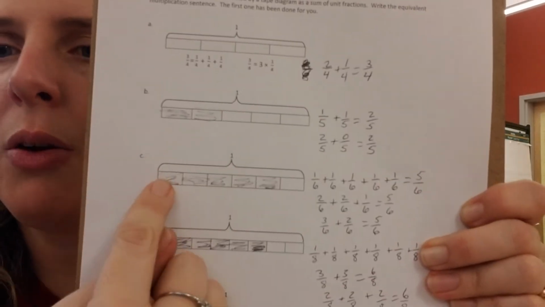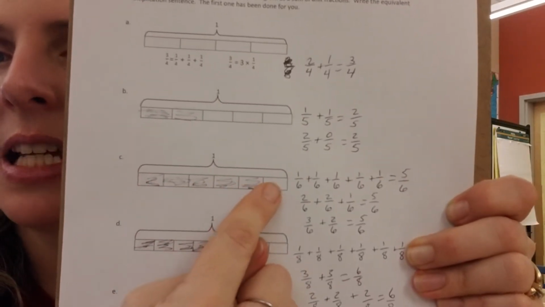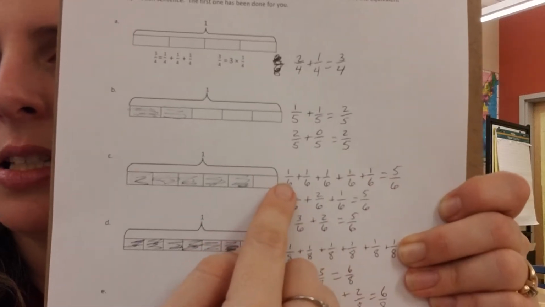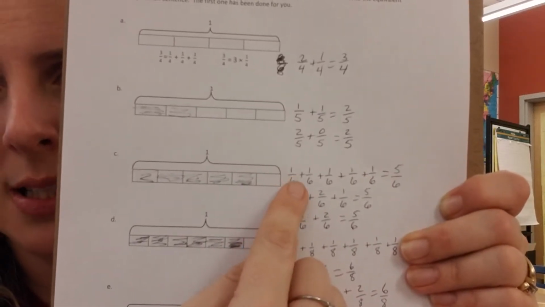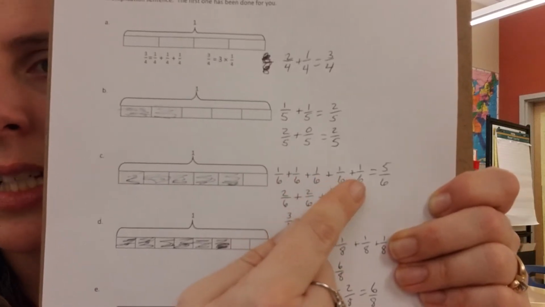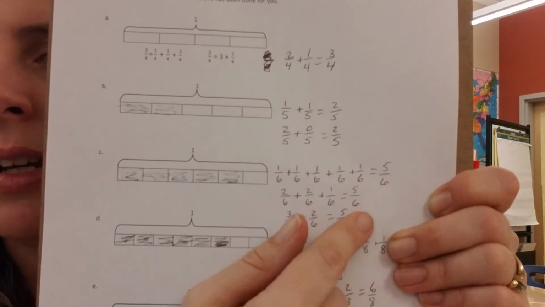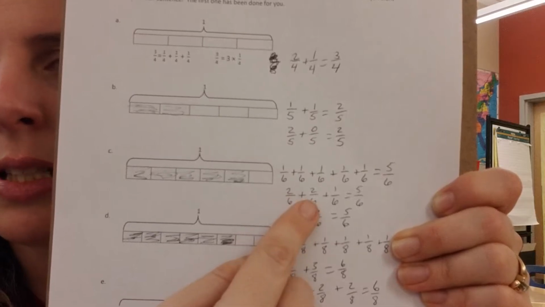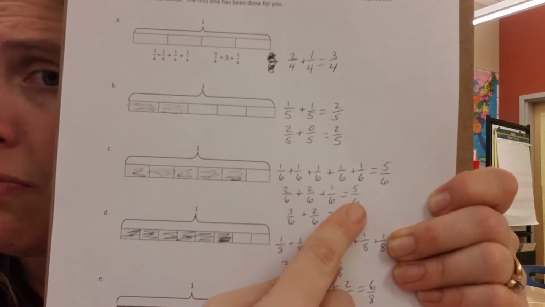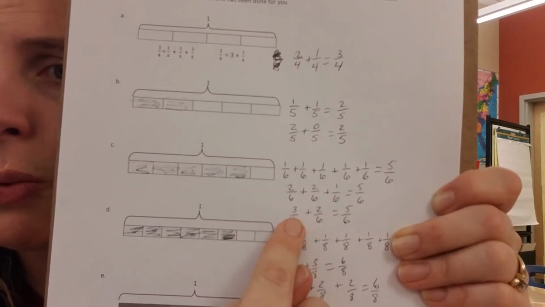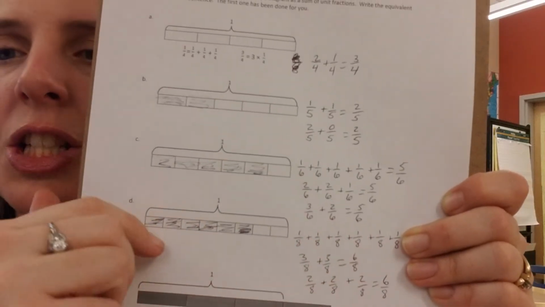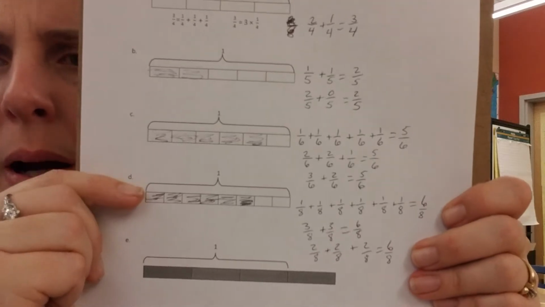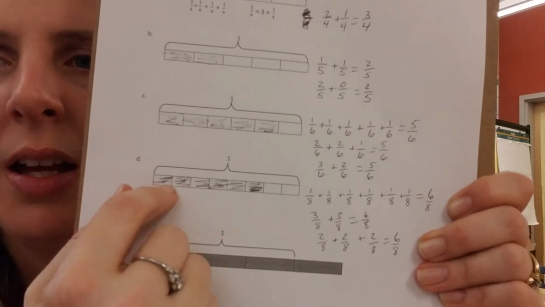All right, right here we have 5 out of 6 shaded. So I did the easy one, although it's easy, it's not fun to write. 1/6 plus 1/6 plus 1/6 plus 1/6 plus 1/6 equals 5/6. I also did 2/6 plus 2/6 plus 1/6 equals 5/6. 3/6 plus 3/6 equals 5/6. All I'm doing is making addition sentences. Okay, part D, excuse me.